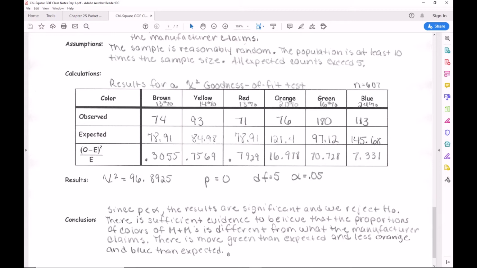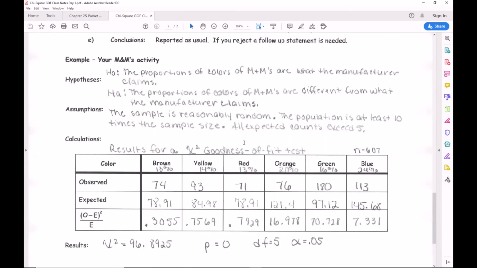All right, so let's start out. H0 is the proportion of colors of M&Ms are what the manufacturer claims. And I put those percentages down here. They're actually stated in the prior part of your packet, and that's what we went with. Now, HA is the proportion of colors of M&Ms are different from what the manufacturer claims. So, pause if you need to write that. All right, the assumptions.